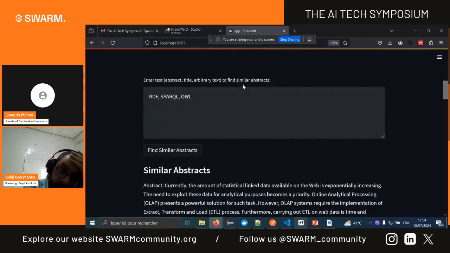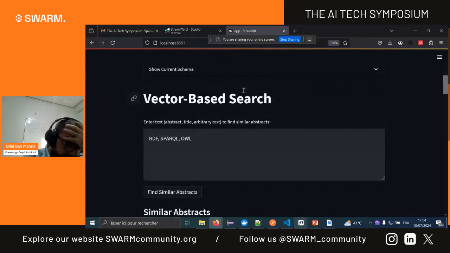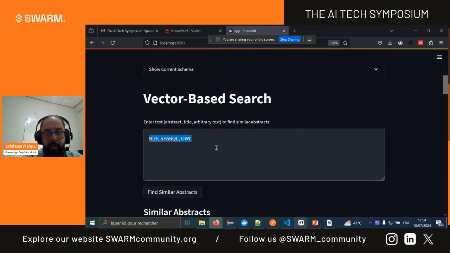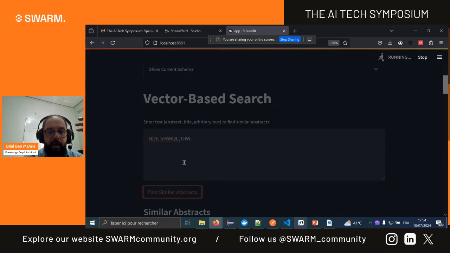Properly now. Okay, good. So this is just a small application that we are working on in order to help people find experts, for example, by writing some words in order to find the experts or the researchers that are working on this field. For example, here I have prepared an example. I want to find abstracts with, for example, RDF, SPARQL, and OWL.